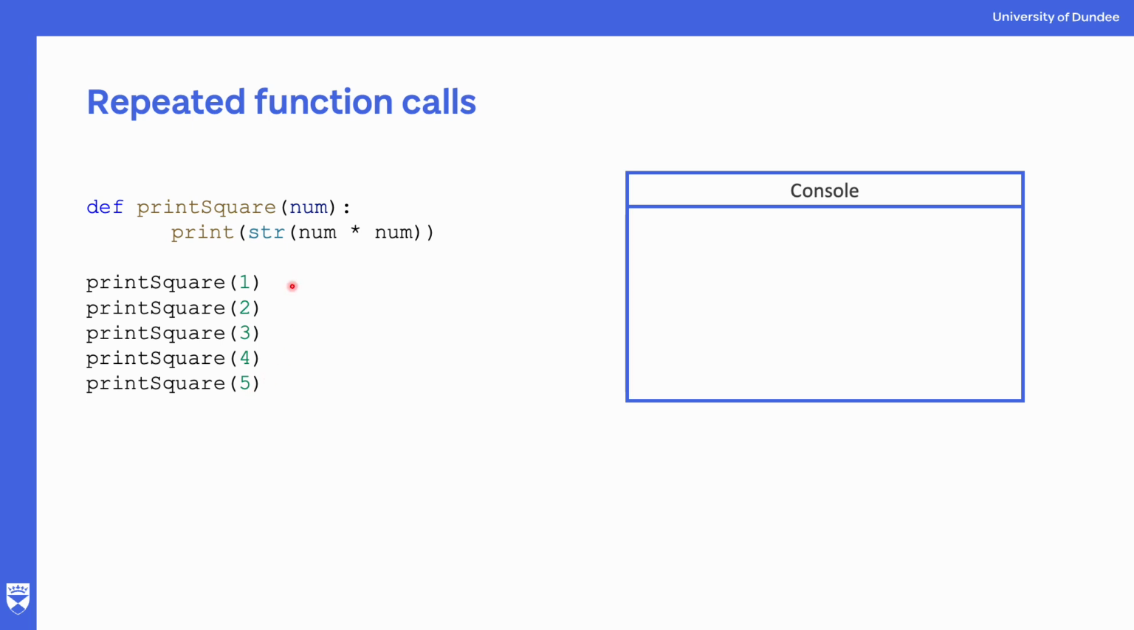So what will happen is I go print square 1. What do I want to do? I want to print out a string of 1 times 1. Then I go to the next line. I'm going to print out a string of 2 times 2, which is 4. Then print out a string of 3 times 3, which is 9, etc. So I get each of the square numbers in my console.